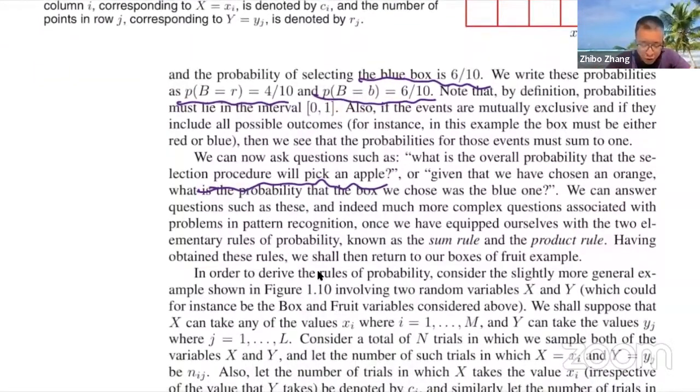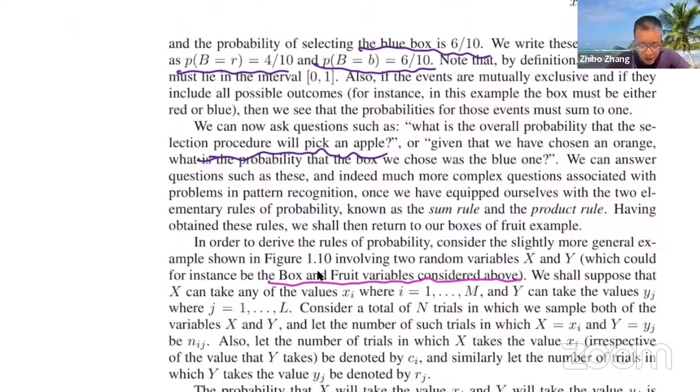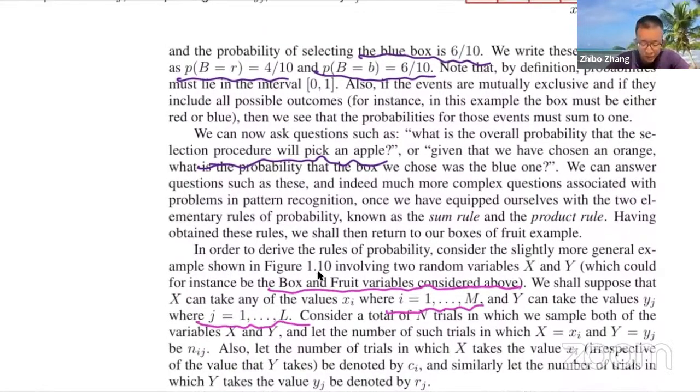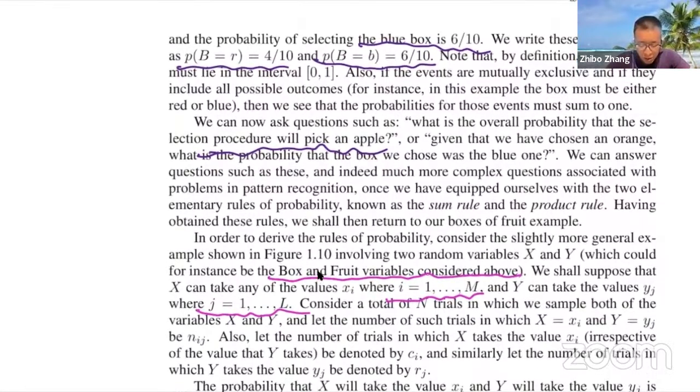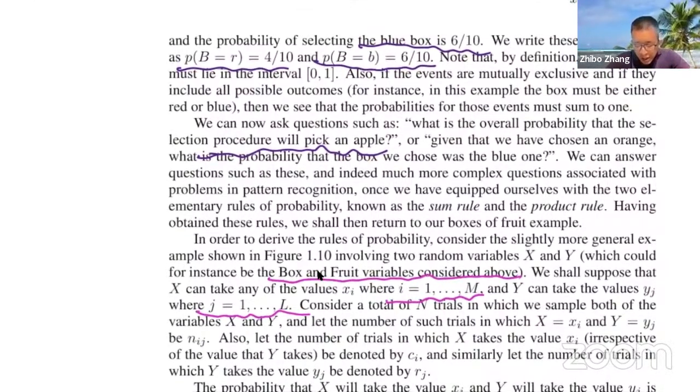Which could, for instance, be the box and fruit variables considered above. We shall suppose that x can take any of the values xi, where i equals 1 to M, and y can take the values yj, where j is from 1 to L. Consider a total number of N trials in which we sample both of the variables x and y, and let the number of such trials in which x equals xi and y equals yj be nij.